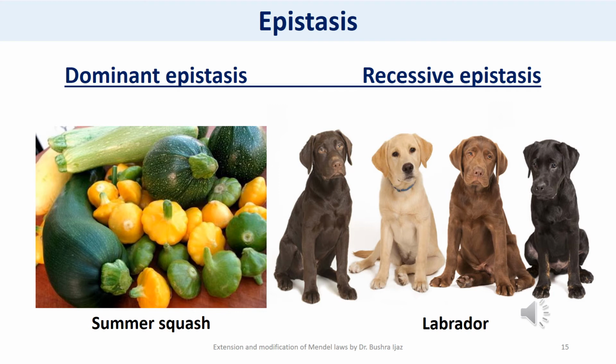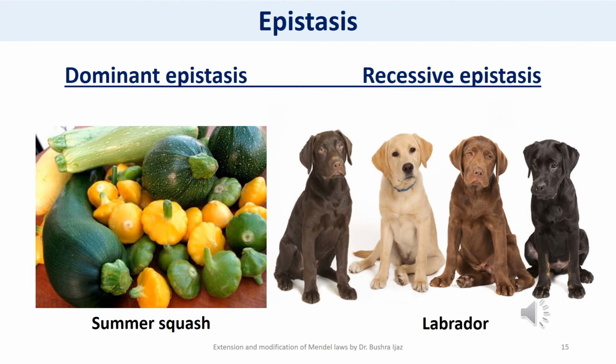In case of dominant epistasis, when a dominant allele at one locus can mask the expression of both alleles, dominant and recessive, of another gene at another locus, it is known as dominant epistasis. In simple words, you can say that one copy of the epistatic allele is sufficient to mask the effect of the hypostatic genes. And I'm going to give you some examples in detail as well. But a very simple example is that of different colors of the summer squash. That's an example of dominant epistasis.